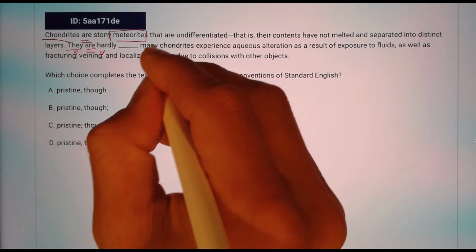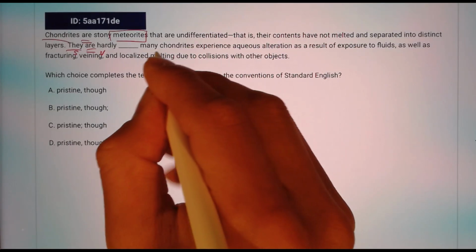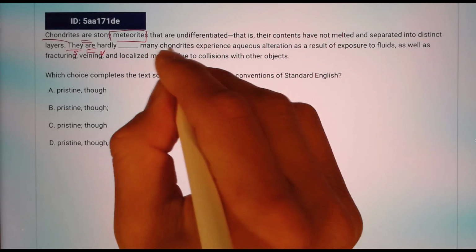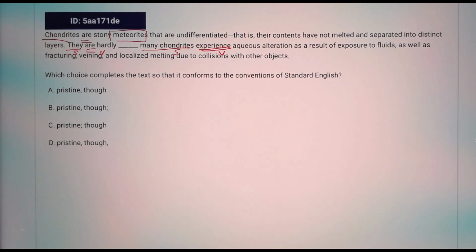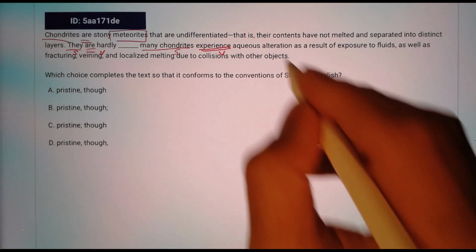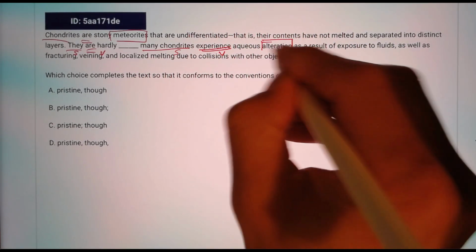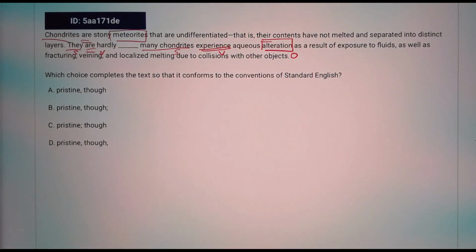And after this, I do see another subject and verb here. Many chondrites, that's a plural, subject and verb. Alteration is the object. We do see two independent clauses, and the placement of "though" is also important, just like the last problem.